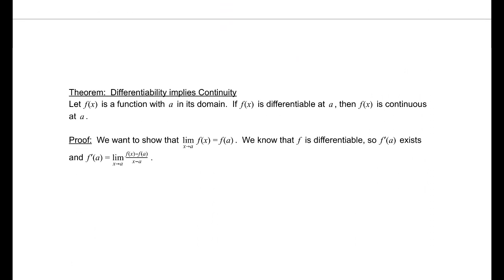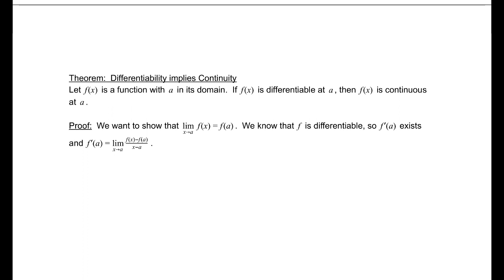I believe this is the first proof that we've done so far. Theorem, differentiability implies continuity. So let's begin with letting f of x be a function with a in its domain. If f of x is differentiable at a, then f of x is continuous at a. So what we want to show here is that the limit as x approaches a of f of x equals f of a, that we can simply evaluate to find the limit. Now, we want to appeal to this fact at some point. We know that f is differentiable, so that means f prime of a exists, and f prime of a is this limit, okay? And that limit exists.